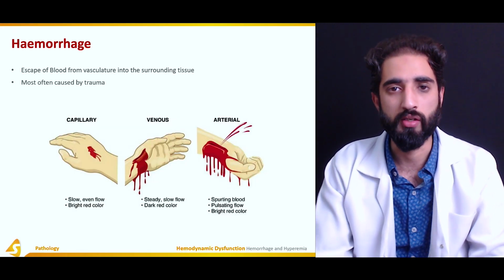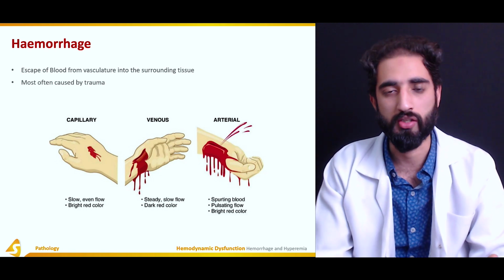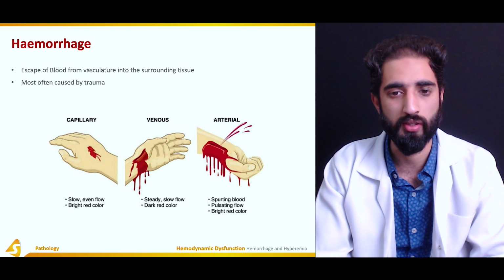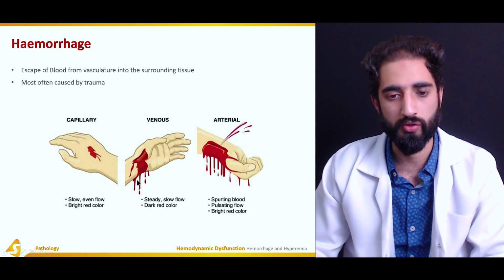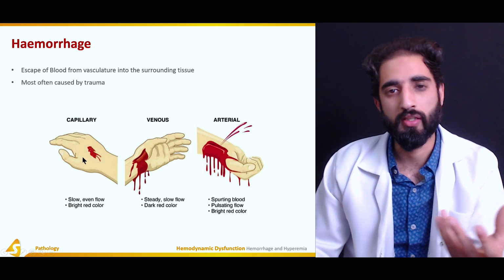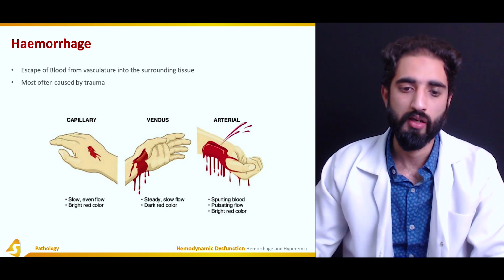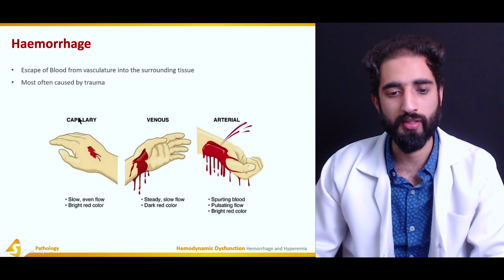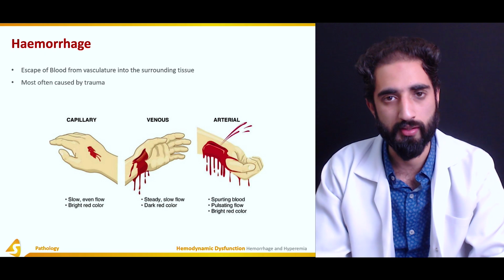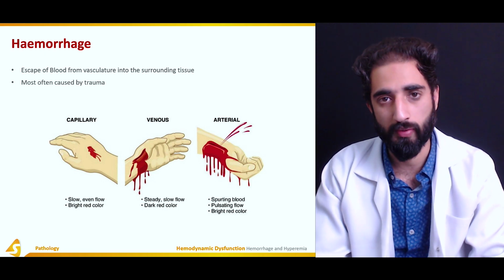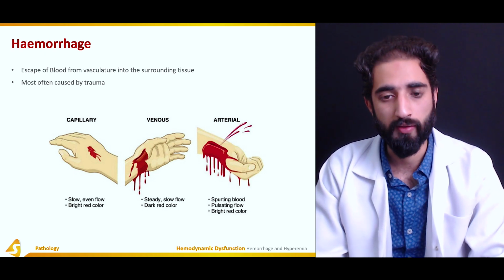So what is hemorrhage? Hemorrhage is actually the escape of blood from vasculature, such as capillaries, veins, or arteries, into the surrounding tissue, as you can see in this picture here. So hemorrhage is usually caused as a result of trauma, and it can result from capillaries, which will result in slow and even flow because capillaries are small blood vessels. And the color of the blood would be bright red in color because it may be oxygenated.